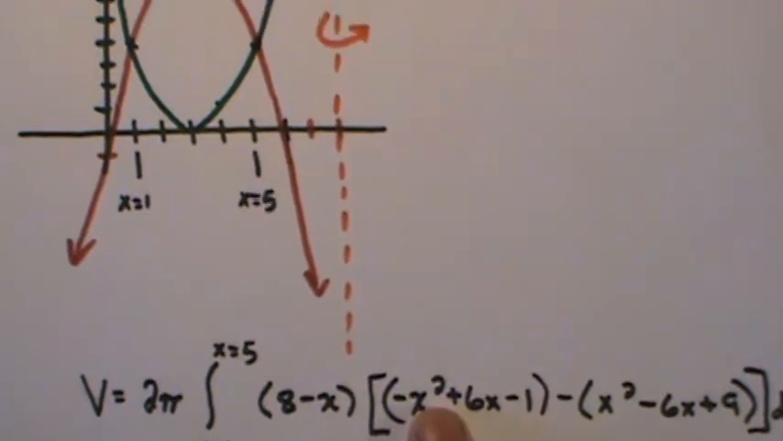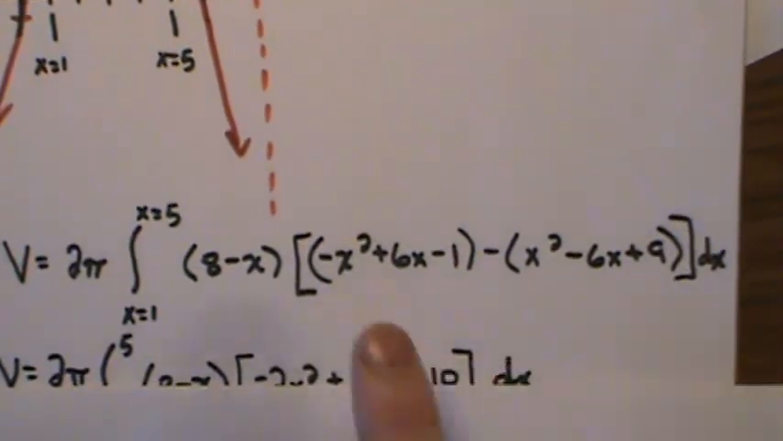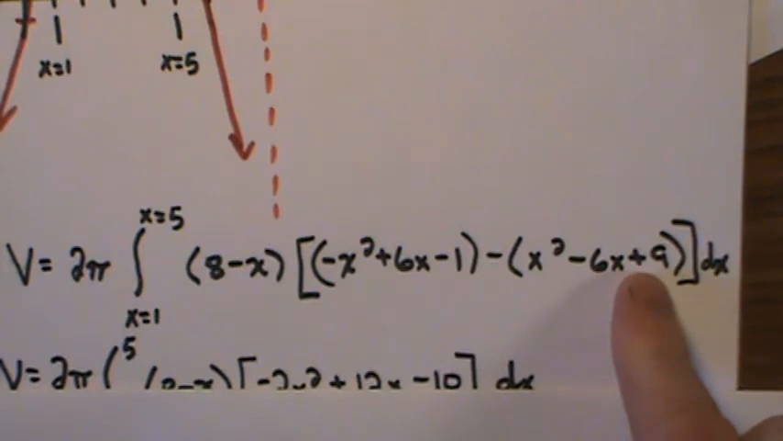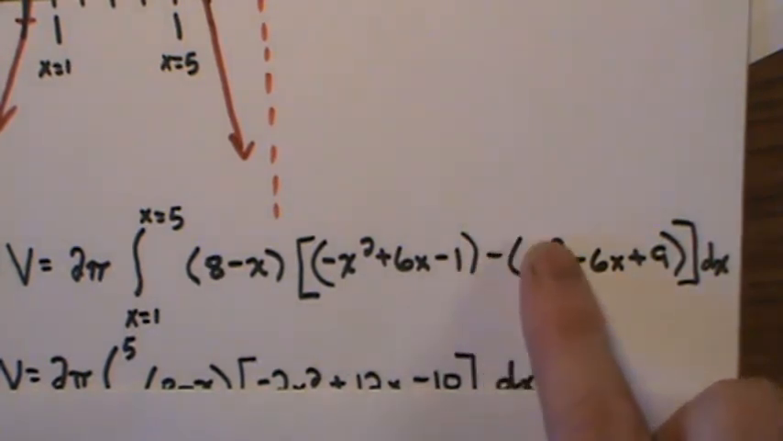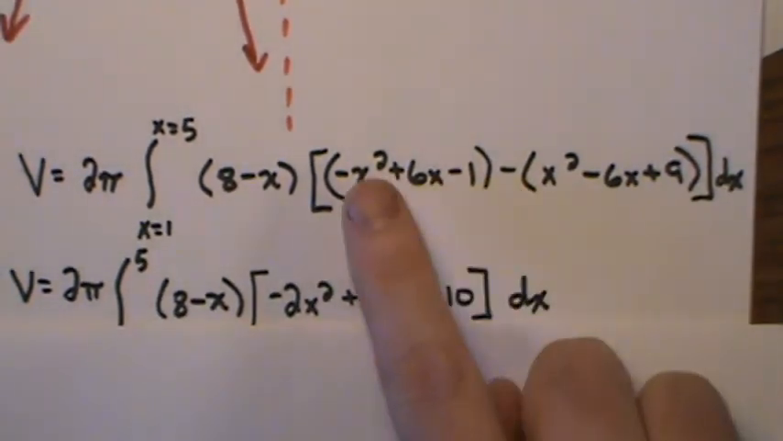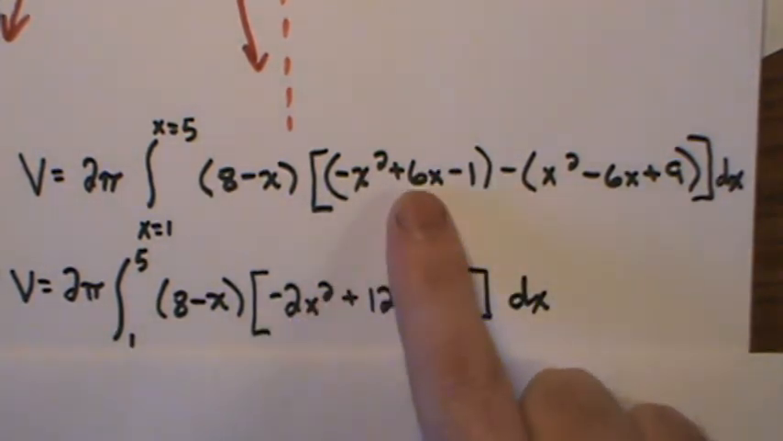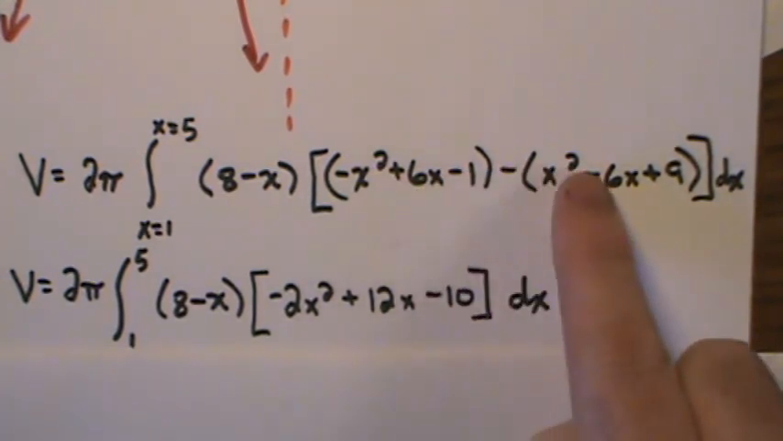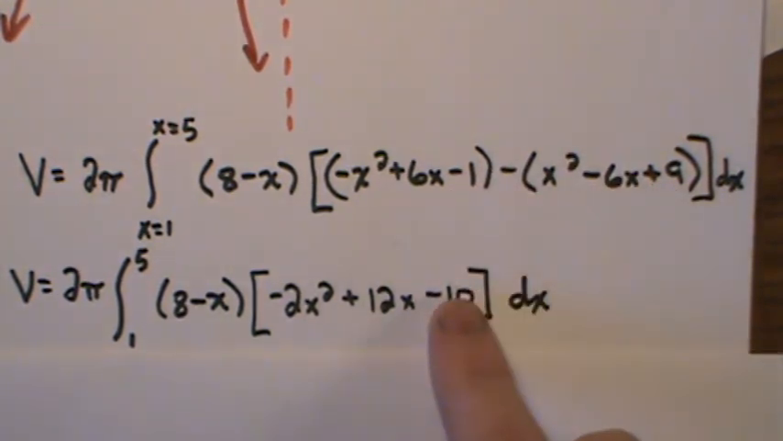So that's why I say 8 minus x. And then the height would be the parabola that opened downward minus the parabola that opened upward. And that's what you see right here. The downward parabola minus the upward parabola. As I've said so many times, be careful of your subtraction because that negative gets distributed to all three parts. Now as I distribute that, negative x, take away x squared would be minus 2x squared. 6x minus a negative 6x would be plus 6x, so there'd be 6x and 6x is 12x. And negative 1 minus 9 is negative 10.